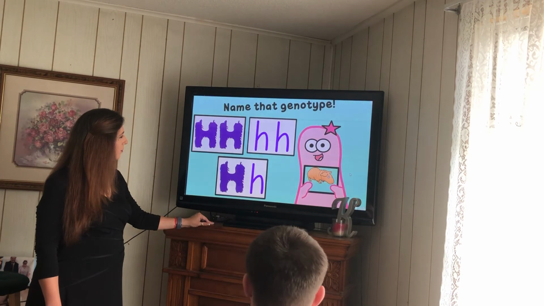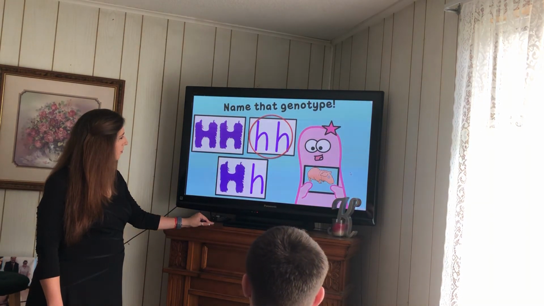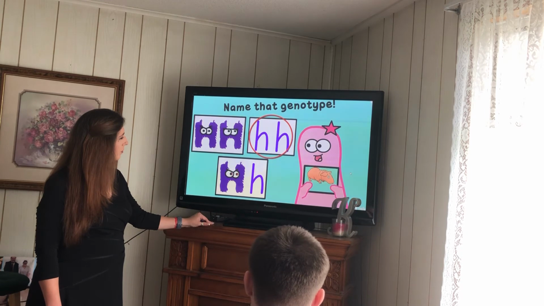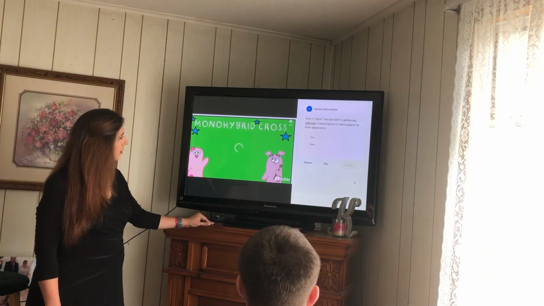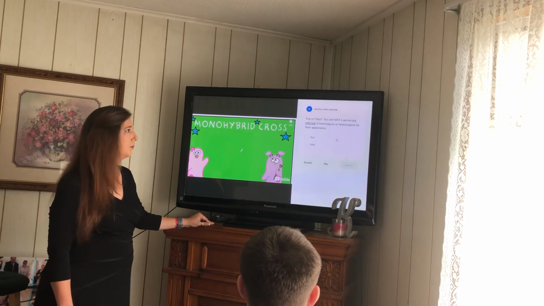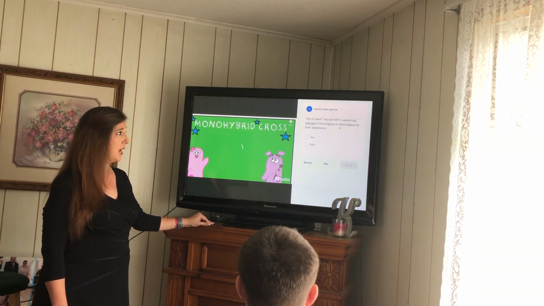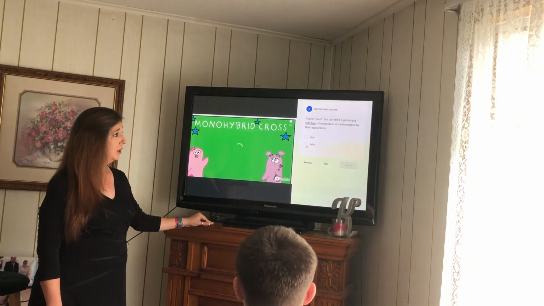Now, if we had a hairless guinea pig, we do know for sure that it's little h, little h, because if it did have a capital letter, even one, that dominating allele would take over and it would have hair. So let's try. True or false? You can tell if a guinea pig with hair is homozygous or heterozygous by their appearance. False.